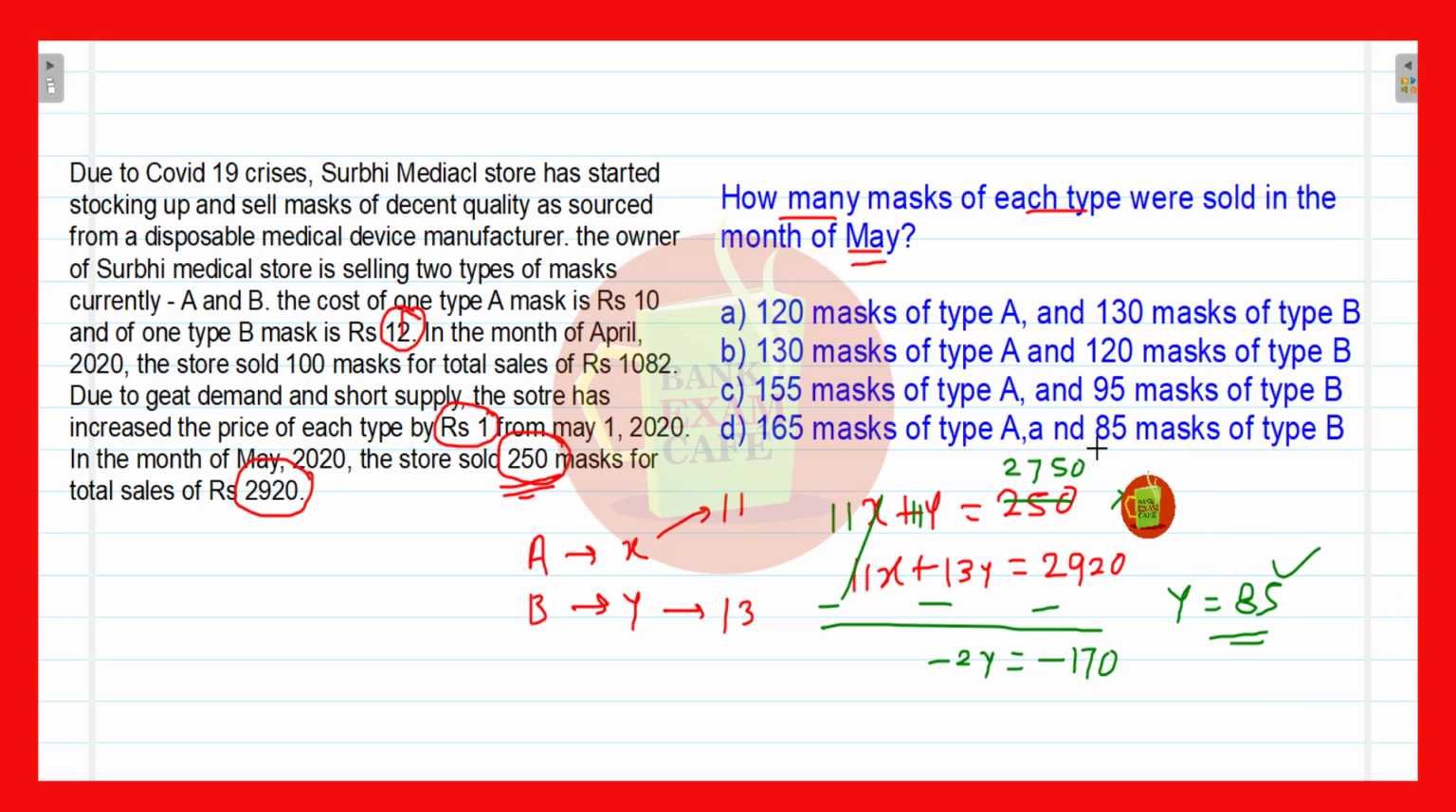Here again in the D option, B type of masks are 85. There is no need to find how many masks of type A were sold, because there is no other option containing 85 masks of type B. So the D option will be the correct option, 165 masks of type A and 85 masks of type B. Now move to the next question.